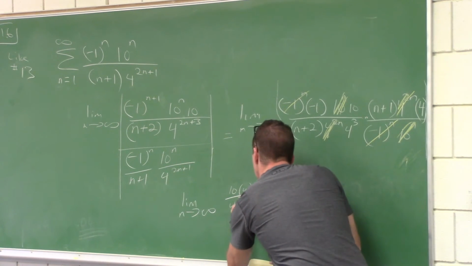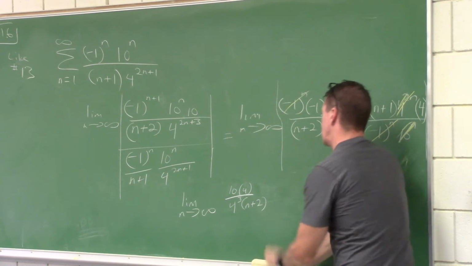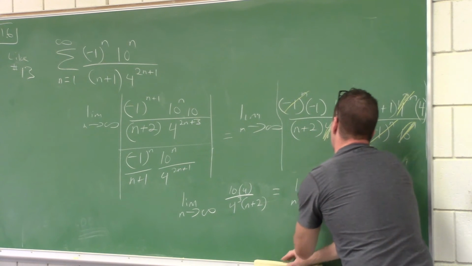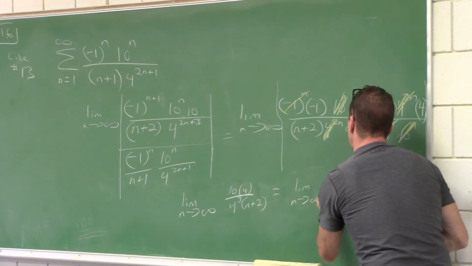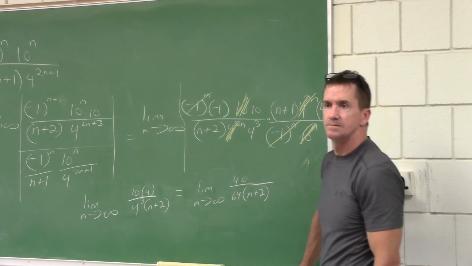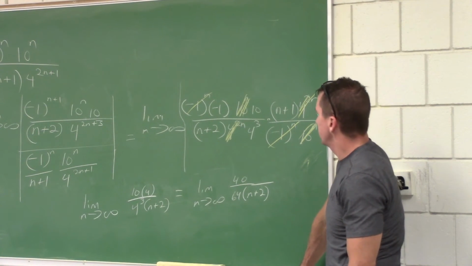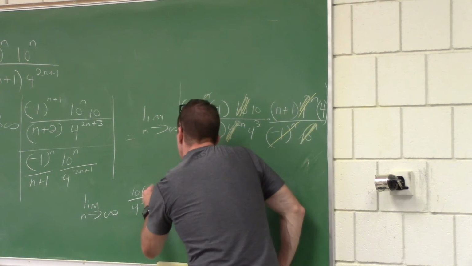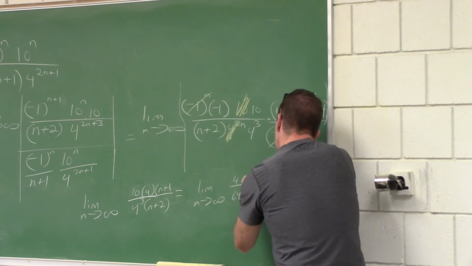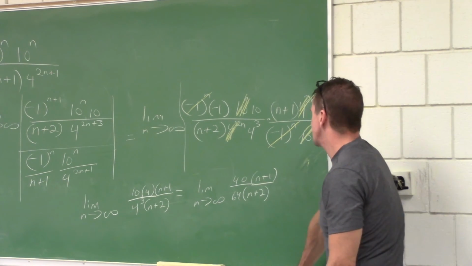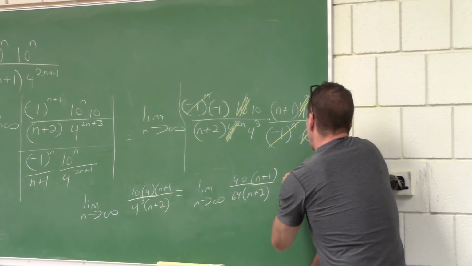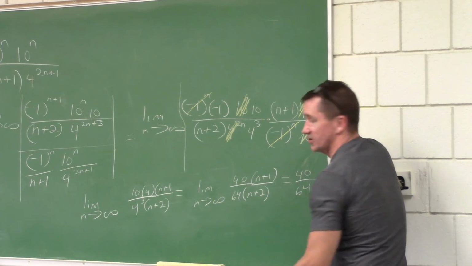Okay. Let me write that again. What is that? 40 over 64 times n plus 2. Oh, that was n plus 1? Oh, the n plus 1's up there too. Very good. What's that limit? 5/8. 40 over 64 reduced to 5/8.